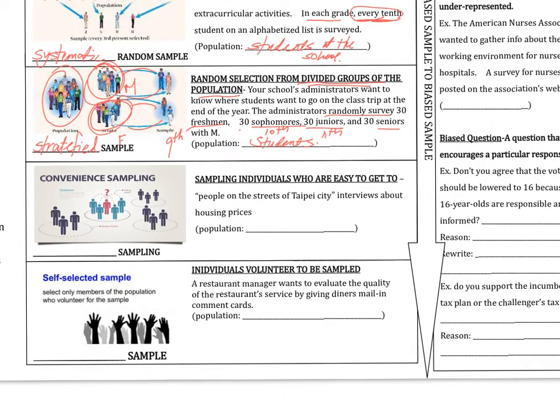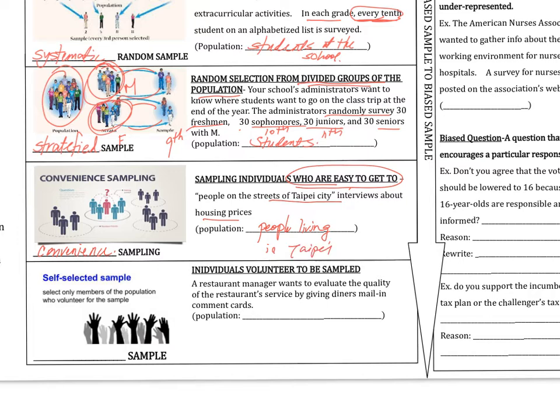And the fourth one will be the convenience sampling. So I'm going to have you practice writing the word one time. And this just means sampling individuals who are easy to get to. So if I want to sample people on the streets of Taipei City and interview them about housing prices, that would be considered convenience sampling because I'm just grabbing people that are near me and easy to ask questions about. So the population would be the people living in Taipei.